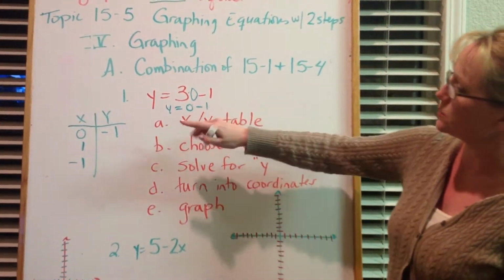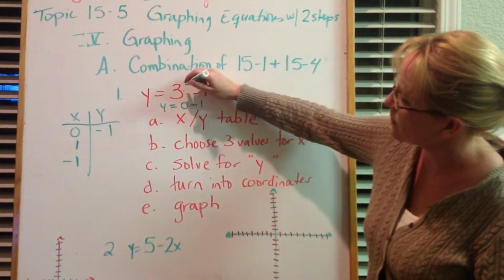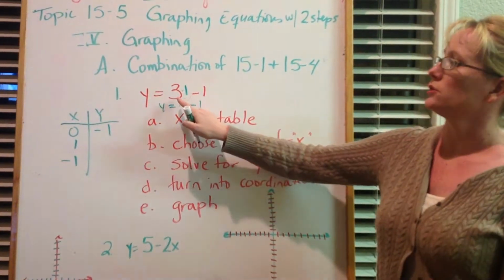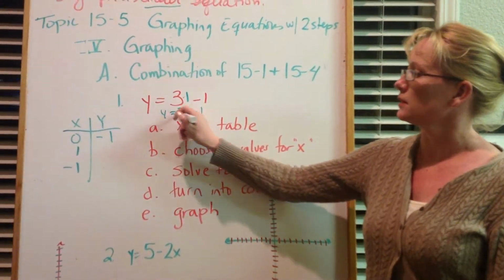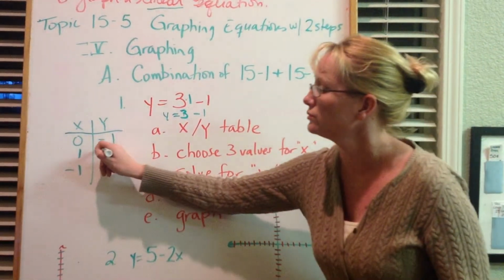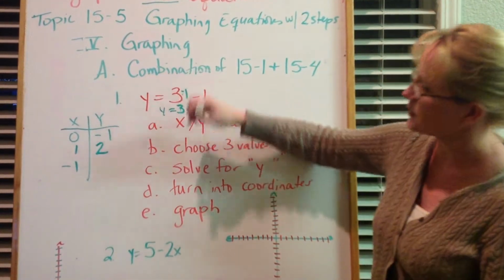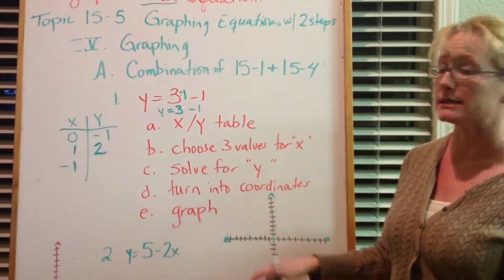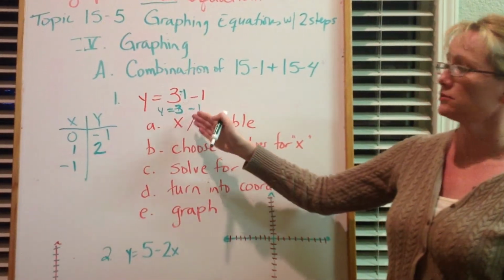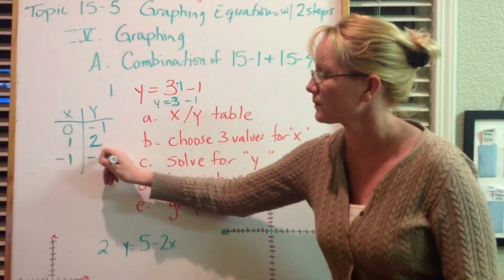Now I'm going to replace it with a multiplying 1. 3 times 1 is 3. And 3 minus 1 is a 2. And now I'm going to replace it with a negative 1. 3 times negative 1 is negative 3. And negative 3 minus 1 is a negative 4.